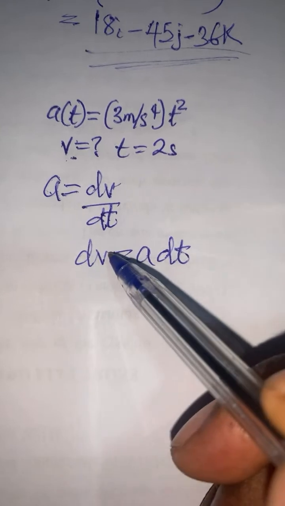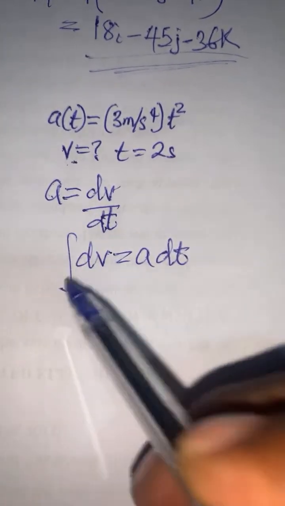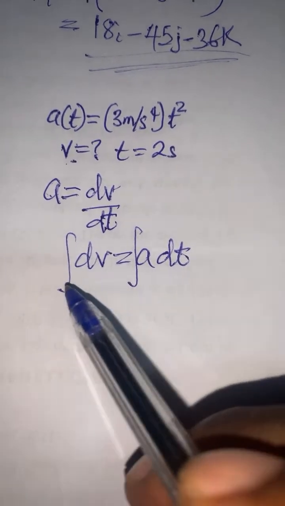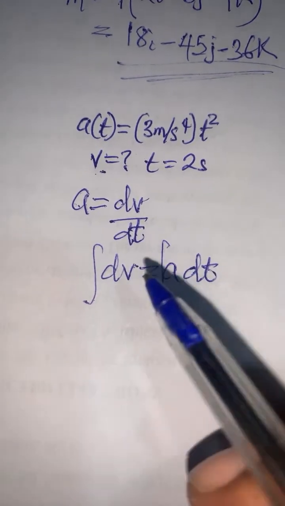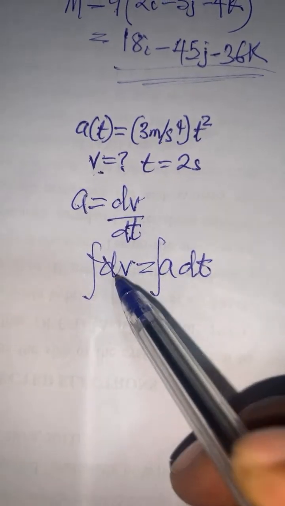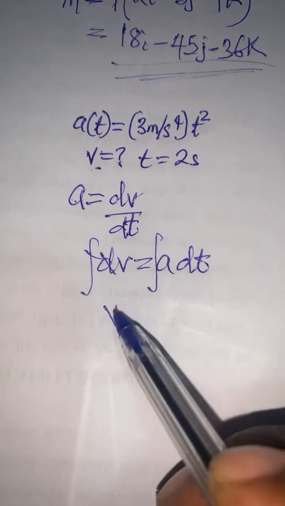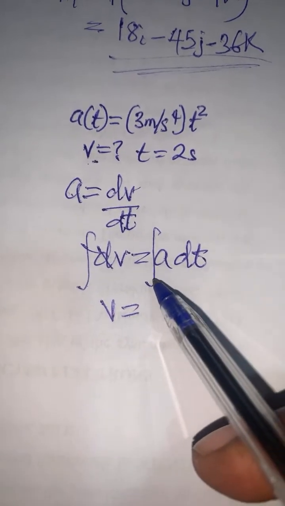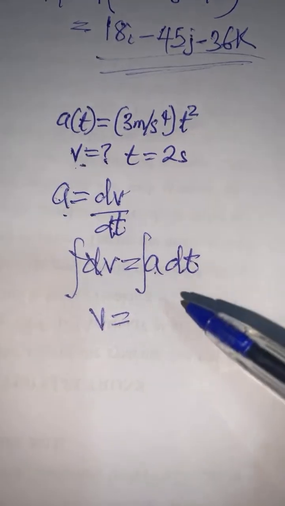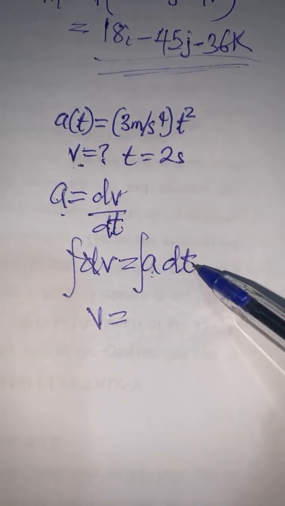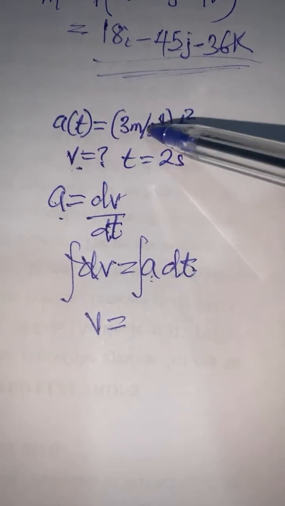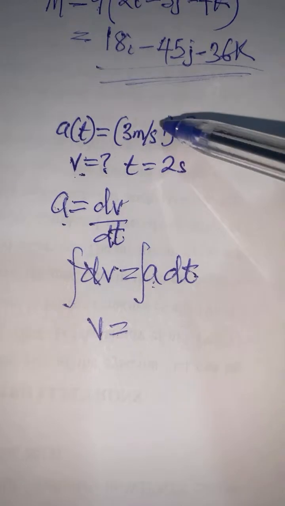For me to get the velocity to stand alone, I'll take the integral of both sides of the equation. This elongated s represents integration. Whenever integration meets with differentiation, they cancel out. So v will be equal to the integral of a with respect to t, where a is the expression we have here.